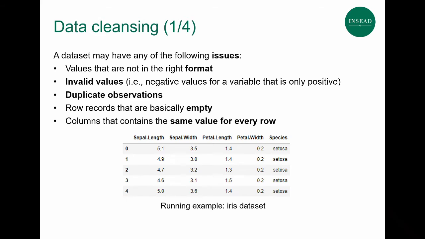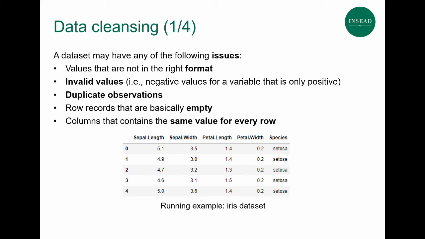So data pre-processing. The first step you want to do in any pre-processing routine is do what I call data cleansing. So this is really not about trying to flag down issues with the distribution of the data or anything like that. It's really about removing things that are clearly typos or some kind of mistake that's occurred. So a dataset may have any of the following issues: values that are not in the right format. So for example, you're expecting a number, you're getting a word. So that's clearly a typo. Invalid values.